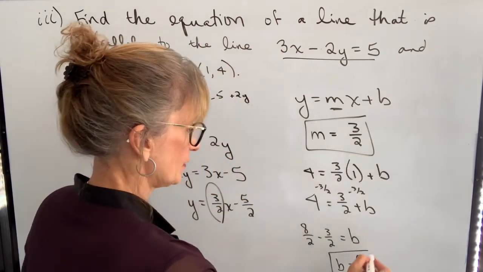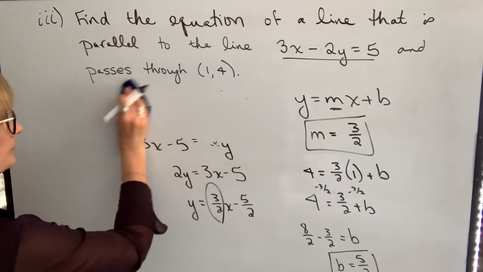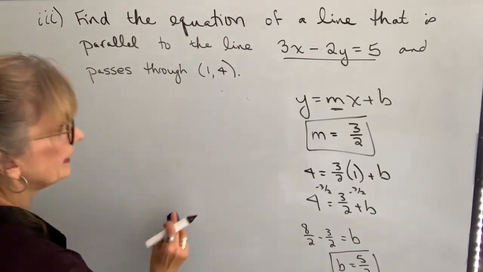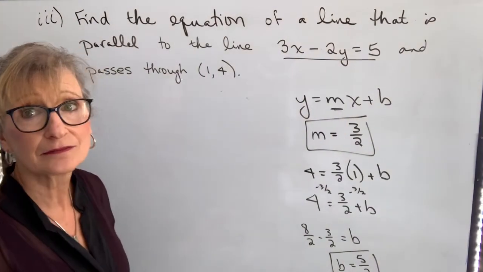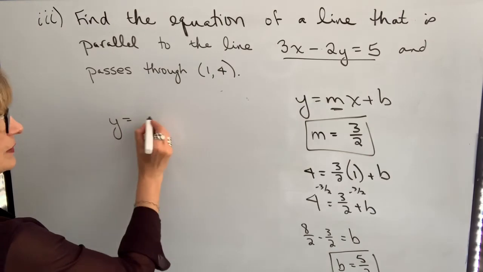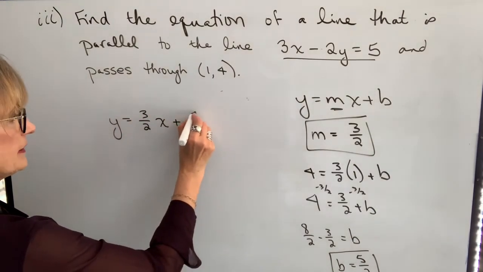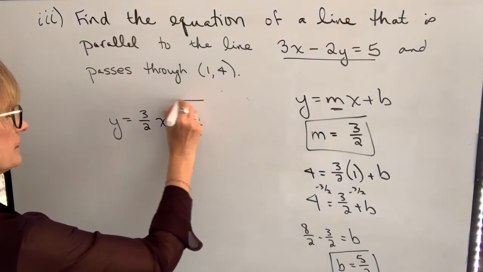Once I have the slope, once I have the y-intercept, I don't care about this line anymore. I only needed it to find the slope, and now I ignore it. So now my equation will be y is equal to slope 3/2 x plus b, 5/2.